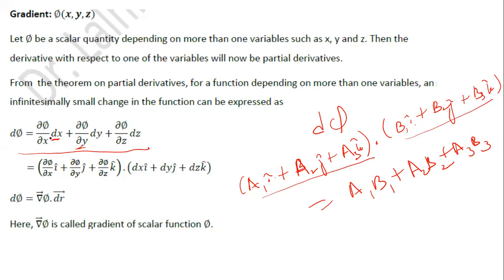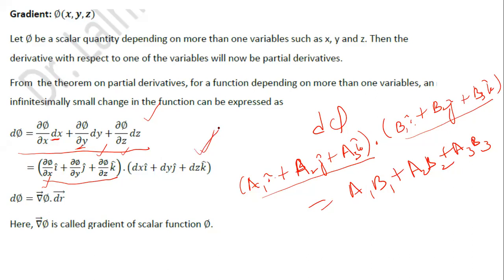So following that, you can write this quantity as the dot product between this quantity and this quantity. Here we already defined what is called the gradient of a function phi: del phi upon del x i cap, del phi upon del y j cap, del phi upon del z k cap. This is your gradient of phi. And dx i cap plus dy j cap plus dz k cap.